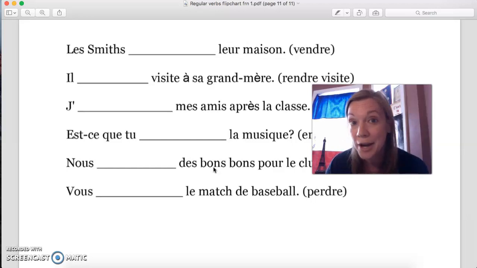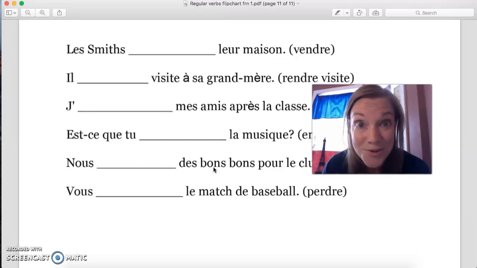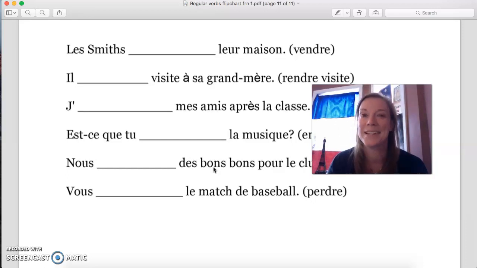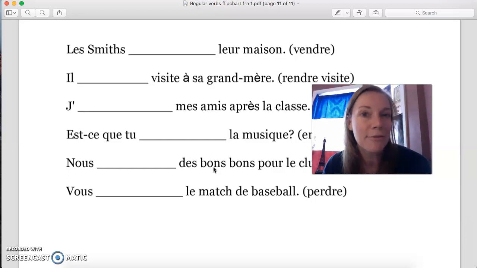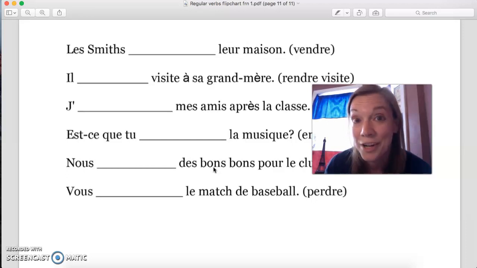This will get you prepared for French 2. French 2 next year. Are you guys ready? Super excited for that. So I hope you have a great rest of the week learning these verbs. Practice the little songs, memorize those endings, and we're going to finish strong for 2020.